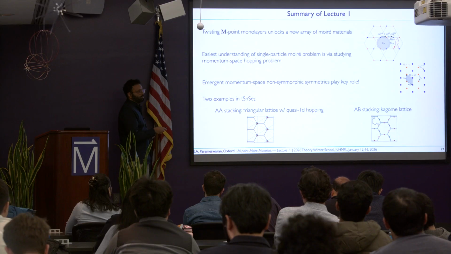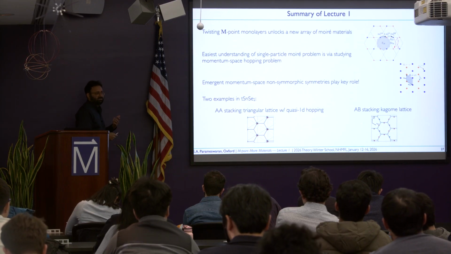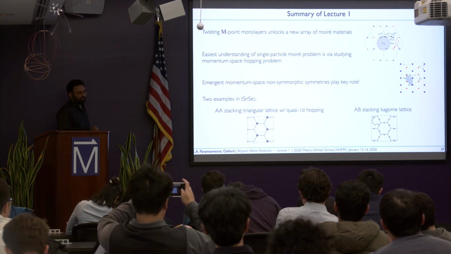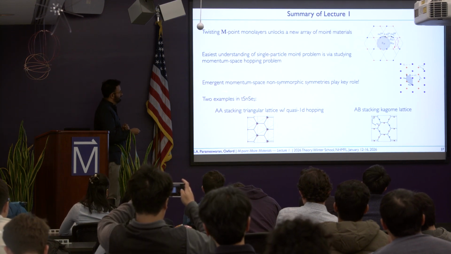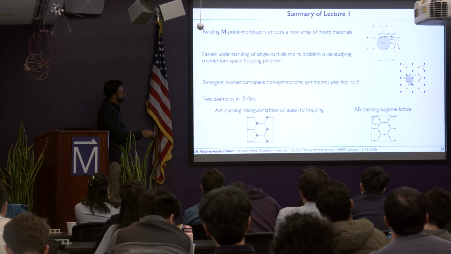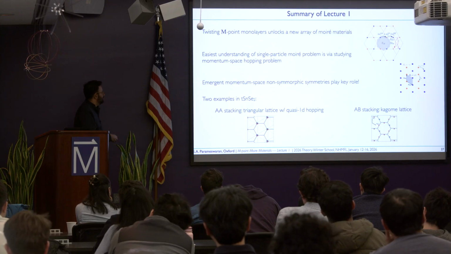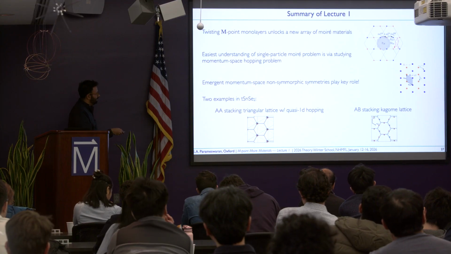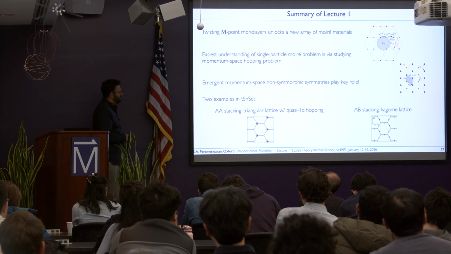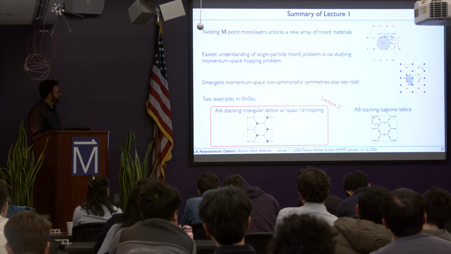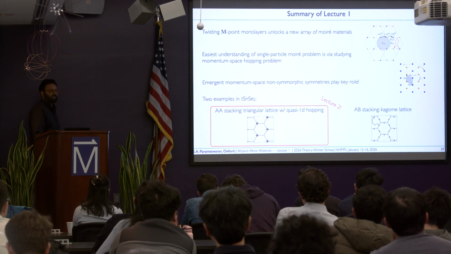And then what we find is that there's a momentum space lattice that's generated by the reciprocal lattice of moiré plus a basis that's given by the differences between those minimum points of the microscopic Bravais lattice once they're rotated. And the emergent momentum space non-symmorphic symmetries actually play a key role in organizing our understanding. I mentioned two examples in SnSe2: the AA stacking, which gives you a triangular lattice with quasi 1D hopping, and the AB stacking, which gives a Kagome lattice. And so what I'll do tomorrow is talk about how we might approach this AA stacking problem by a variety of numerical tools.